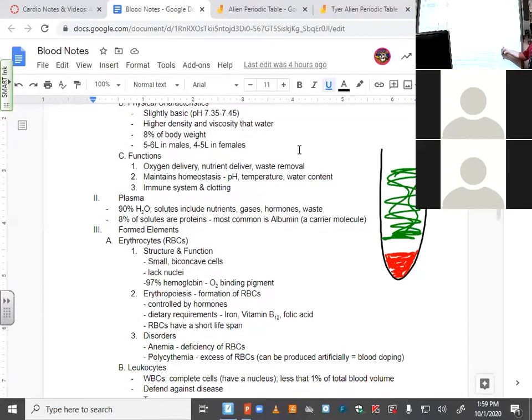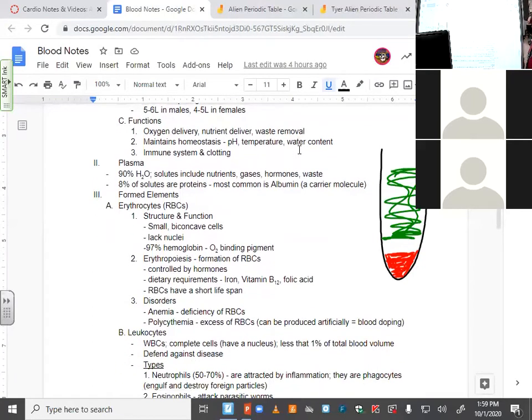All right, so real quick thing about plasma here. Plasma is mostly water. 10% of plasma is made up of solutes, nutrients, gases, hormones, waste, things that are dissolved in that water. And the biggest category of the solutes, 8% of the solutes, are proteins. Albumin, the carrier protein that just carries things around your body. Plasma is pretty neat little deal, but mainly for us, it's just the surface that the blood is carried upon.